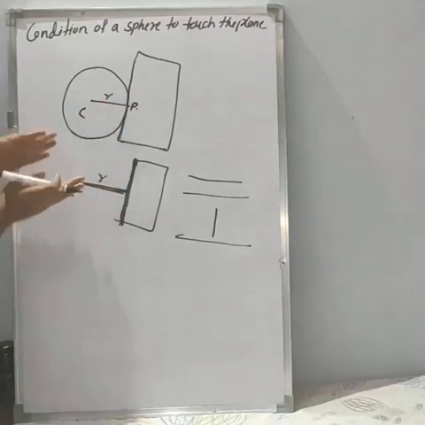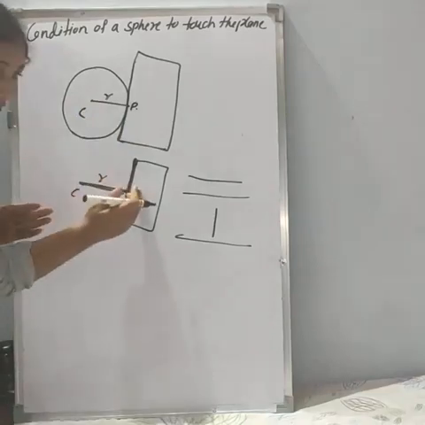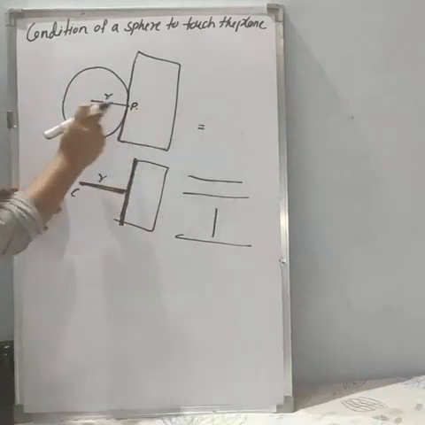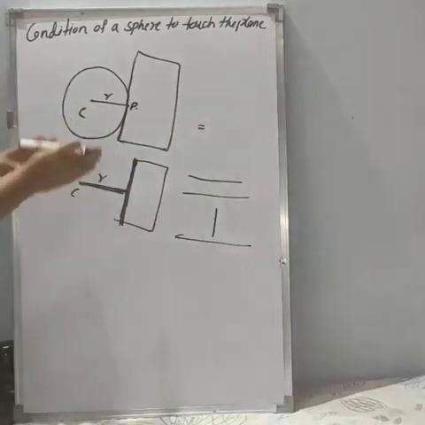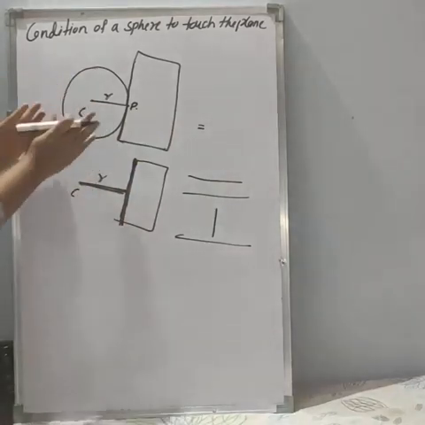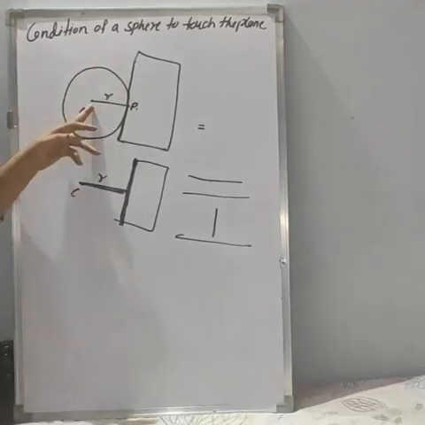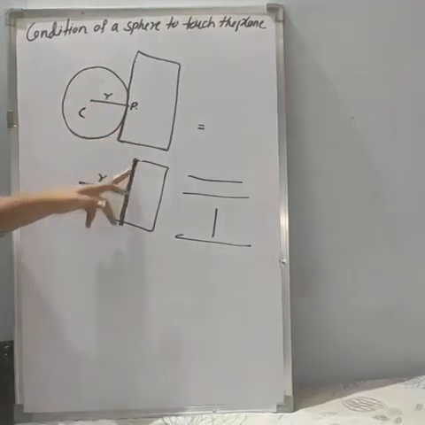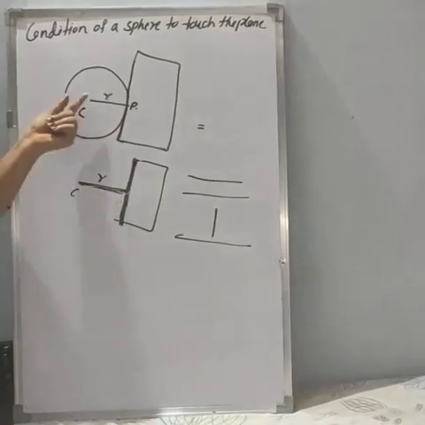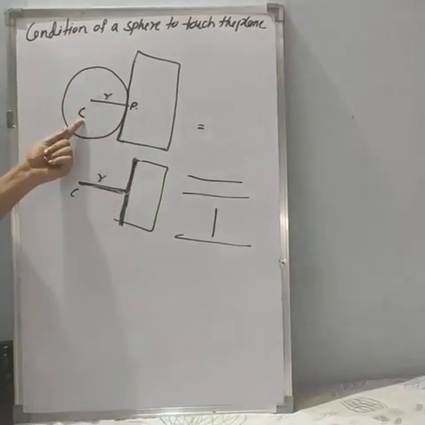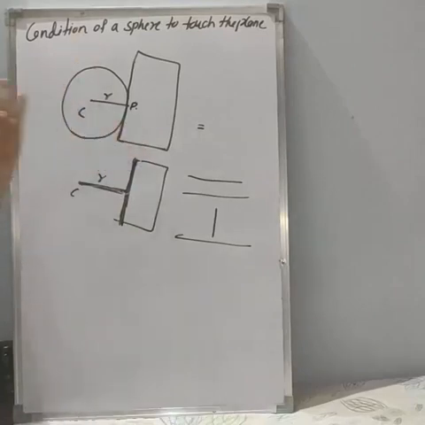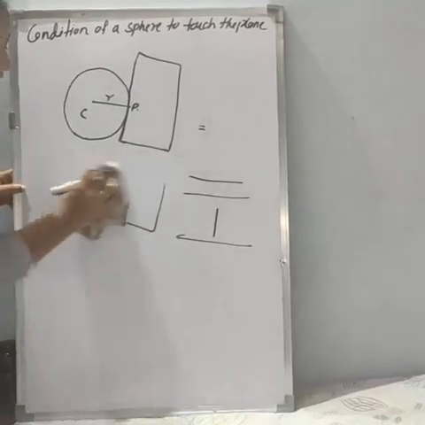So if the perpendicular distance from the center to the plane is equal to the radius of the sphere, then we can say the sphere touches the given plane. What is the condition? If the perpendicular distance from the center of the sphere to the plane is equal to the radius of the sphere, then we can say the given sphere touches the given plane.